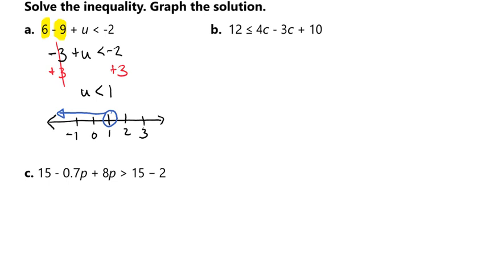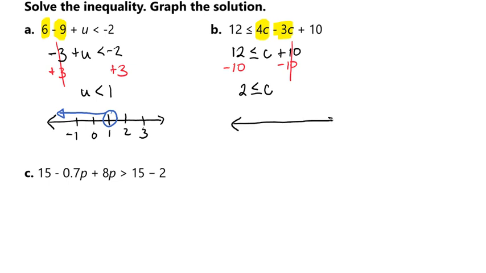For letter B, we're going to be combining our 4c and our negative 3c. So here we have 12 is less than or equal to 4 minus 3 is 1, so 1c plus 10. Well, how are we going to get rid of a plus 10? Now we're going to minus 10 from both sides because 10 minus 10 is 0. 12 minus 10 is 2, so 2 is less than or equal to c.